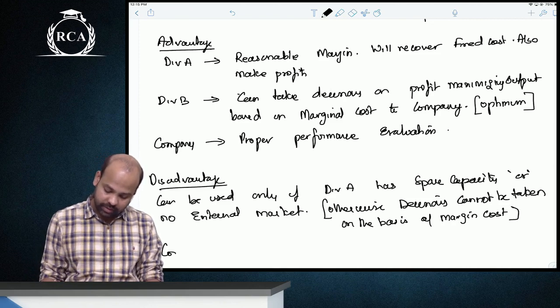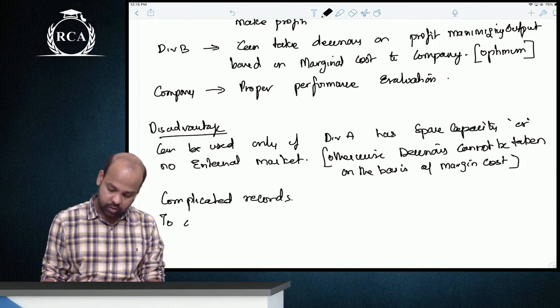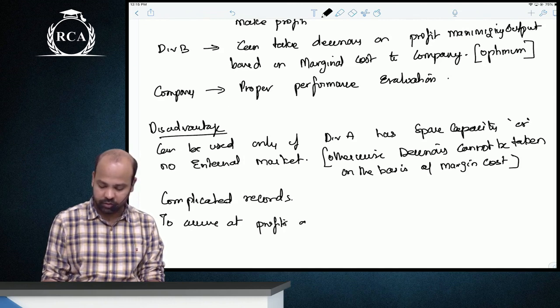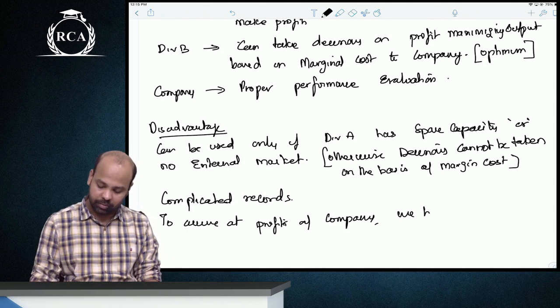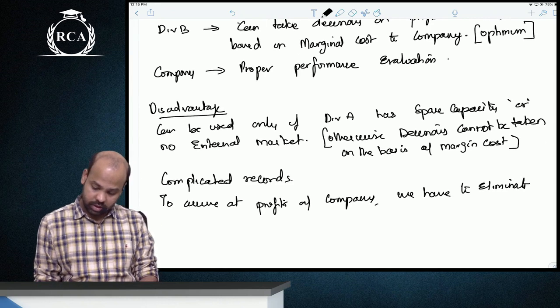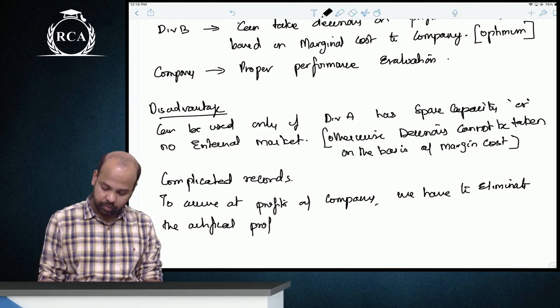Other disadvantage beta is that this would result in complicated records. To arrive at profits of company, we have to eliminate the artificial profits booked by division A.